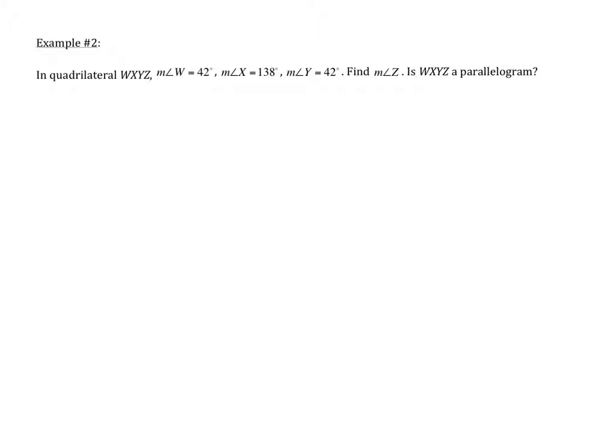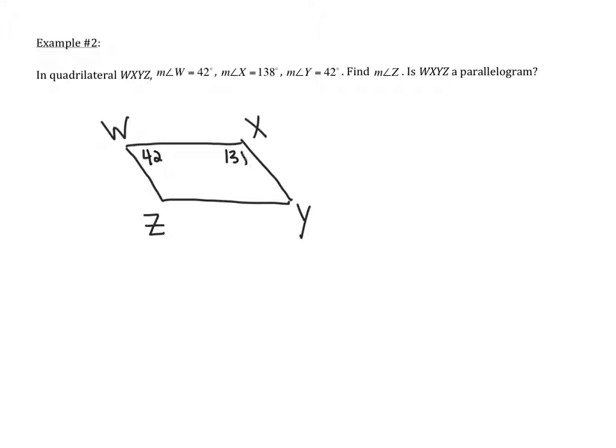the measure of angle Y is 42 degrees. So the first thing they want us to do is find the measure of angle Z, and then we're asked, is WXYZ a parallelogram? So of course, let's make a picture to start answering the questions we're asked. So here's WXYZ. Make sure you label them in the order that you're given. So remember, once you start, you just go in a circle. So WXYZ, we're told that W is 42 degrees, X is 138 degrees, and Y is 42 degrees.